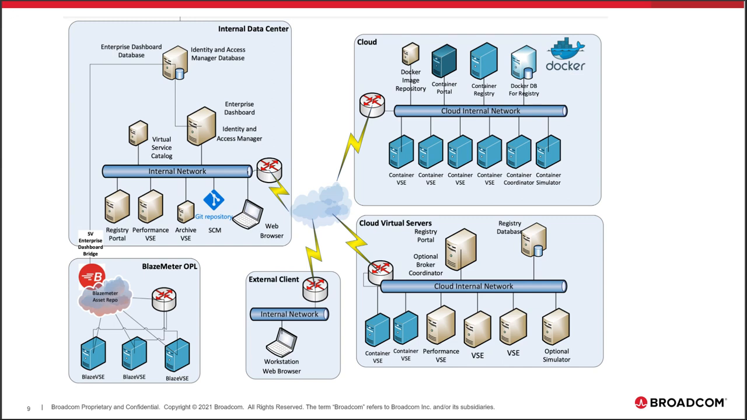They could be containers. You could have, say, a semi-permanent performance VSE, either as a virtual machine or as a container if you're doing continuous automated testing, continuous deployment. Finally, on the right-hand side, what you'll see is the BlazeMeter OPL. This is where you've created an on-private location, and you bring up the Blaze VSEs. Those come up as containers. They do not connect into the enterprise dashboard.